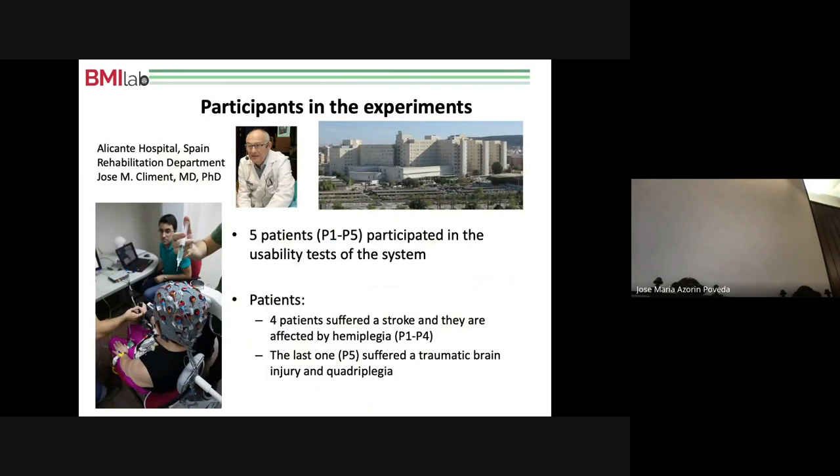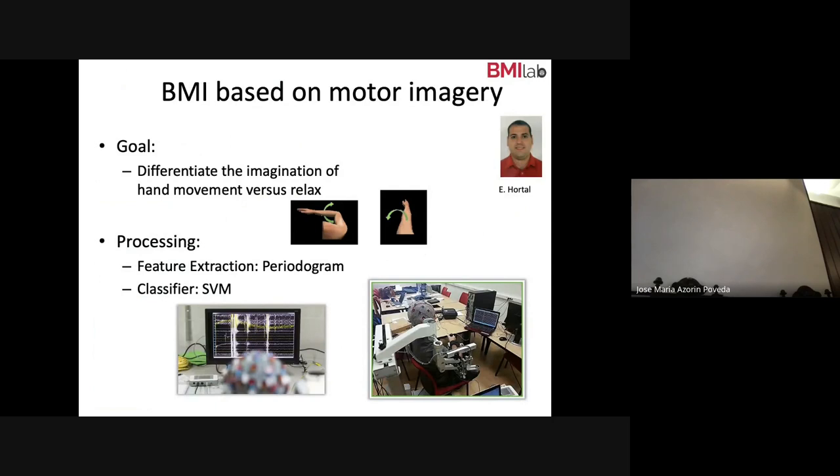As I have said before, we wanted to do some experiments with real patients. So we collaborated with the hospital in Alicante, and we tested the system with 5 patients. 4 of them have suffered a stroke, and the last one has suffered a traumatic brain injury. We developed 2 different approaches for the brain-computer interface. The first one was based on trying to detect the imagination of moving your hand. Basically, if I want to move my arm, I have to think that I'm moving my hand. We focus on the hand because it was easier to detect from the EEG signal.